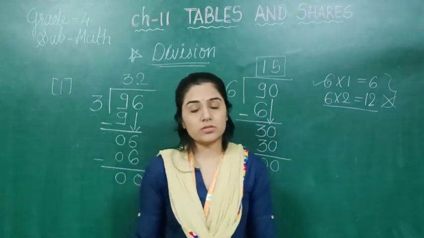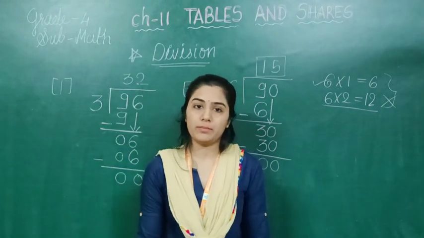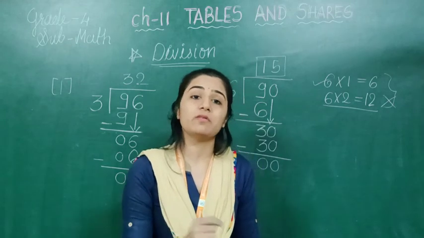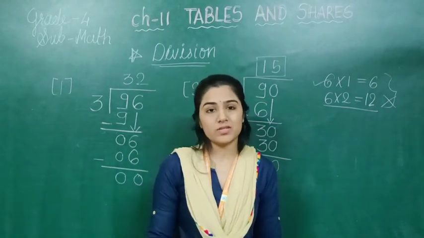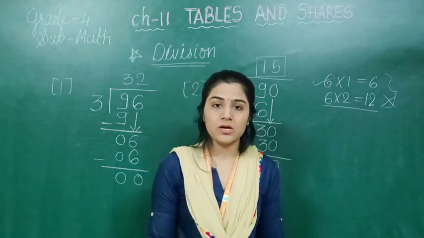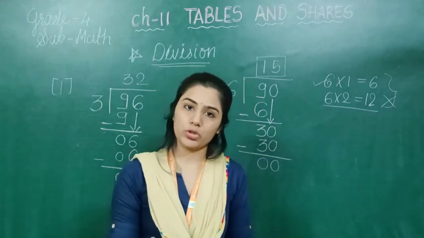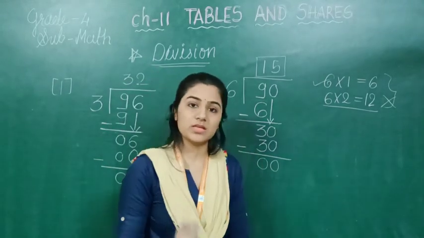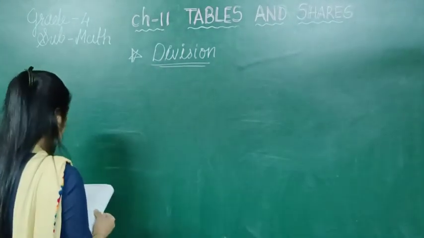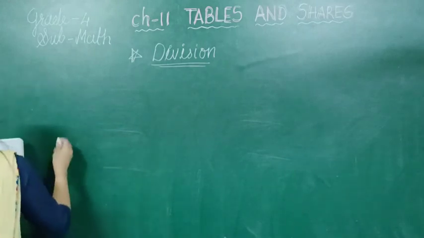So these words you have to remember, as we learned in multiplication. In multiplication also we use 3 words: multiplicator, multiplicand and product. In the same manner, here in division sums, you have these words. Now let's take other examples of division sums.